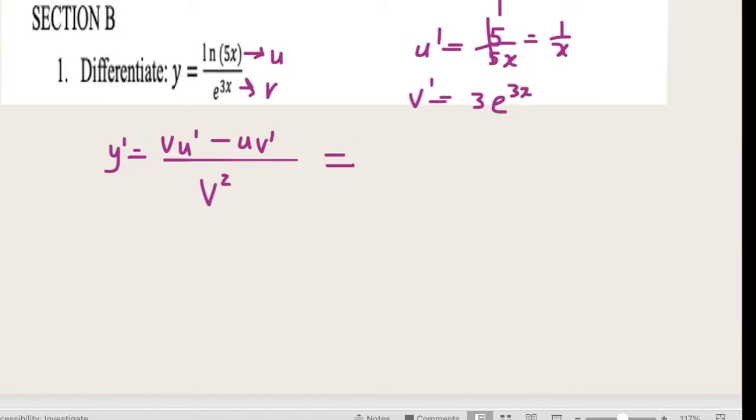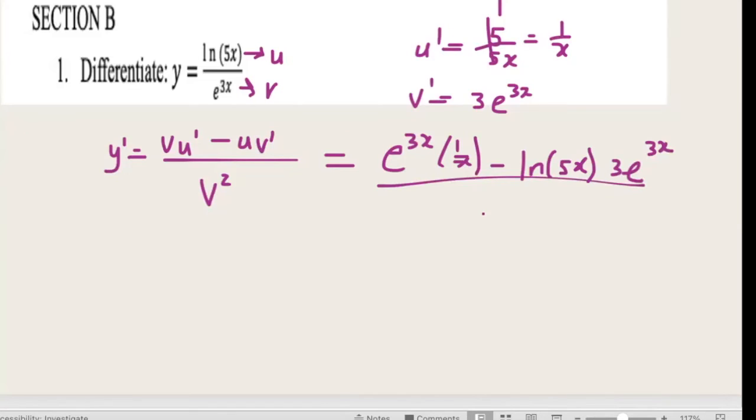So substituting, v is e to the 3x, u prime is 1 over x, u is ln 5x, and v prime is 3e to the 3x, all over v squared, which is e to the 3x, all squared. Now we can go further, but I'm going to leave it as it is and continue.